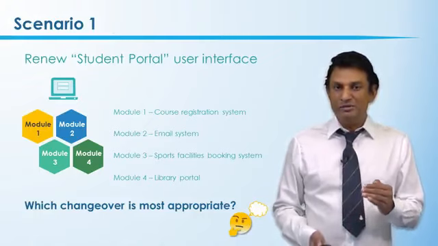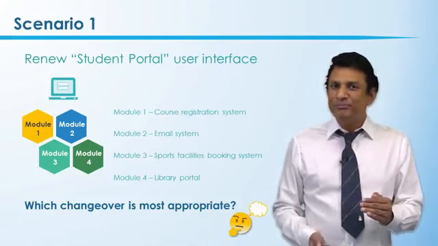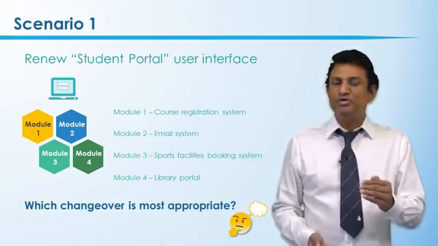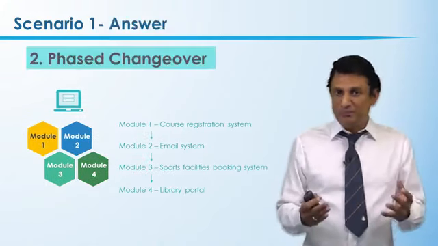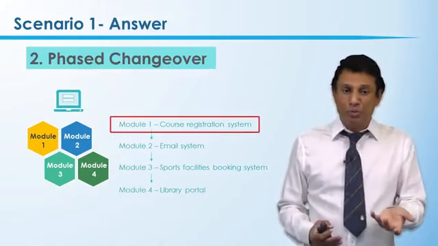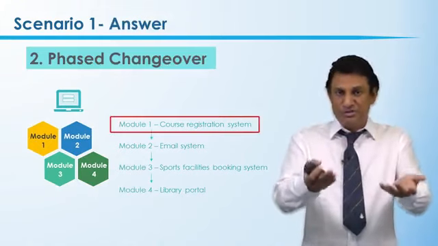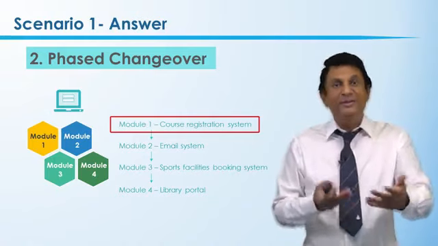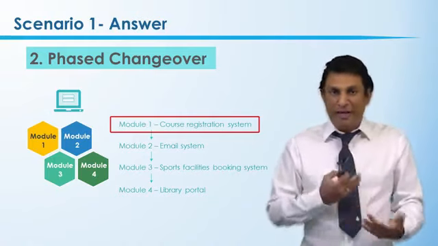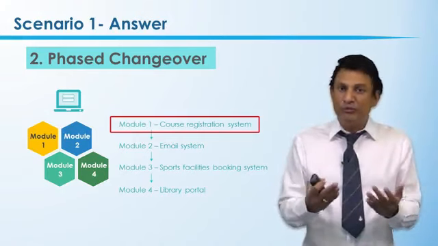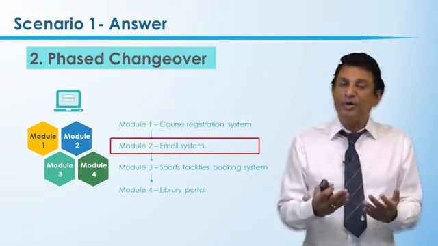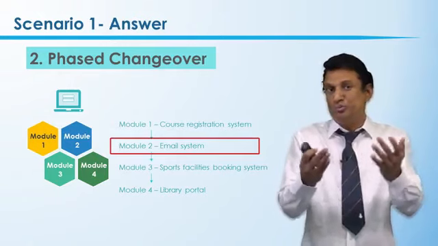I would like you to pause the video and read scenario one for about a minute and make your own judgment which changeover method would be the most appropriate. In the student systems in a university, we might have different modules. For example, module 1 could be course registration. When students want to register for courses at the beginning of every semester, they access the course registration system, add courses, drop courses, and check how many credits they need to complete for their graduation. And then universities provide students with email, so module 2 could be an email system.